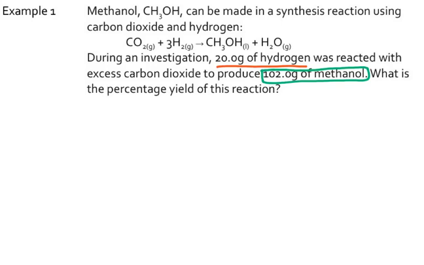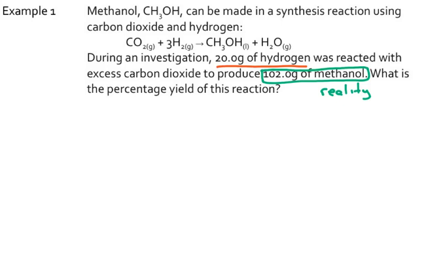We know that we had 20 grams of hydrogen. We don't know how much methanol should have been produced in theory. Maybe it was exactly 102 grams, maybe it was more. But that 102 grams we have, this is the actual reality of the experiment. This doesn't come into play until the end, after we figure out how much methanol we should have created in theory. So to do that, we actually go through the standard three-step stoichiometry process.